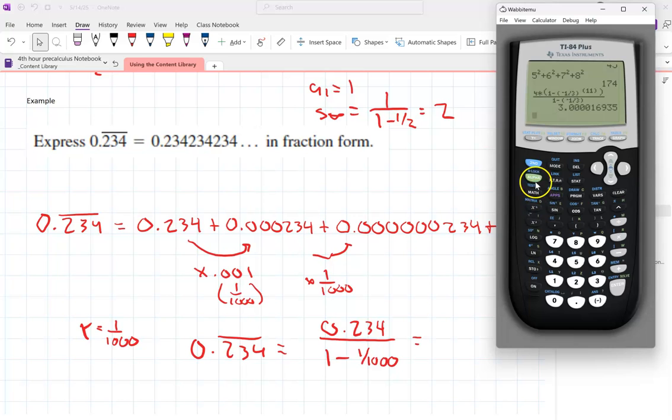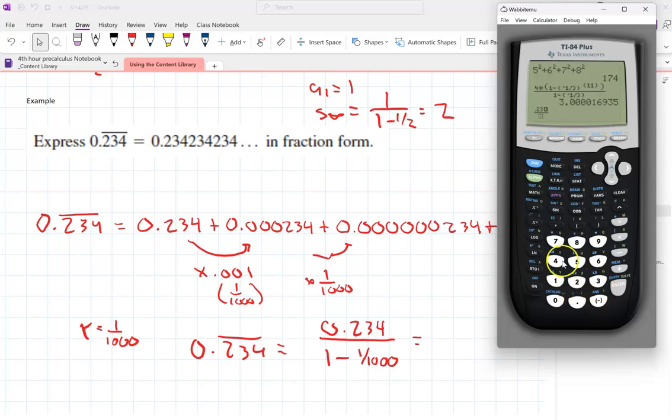So into my calculator, I'm going to use the fraction bar to make this a little easier. 0.234 over 1 minus 1 over 1,000. And to make sure the answer comes out as a fraction, I'm going to do math frac. So that should be 26 out of 111.